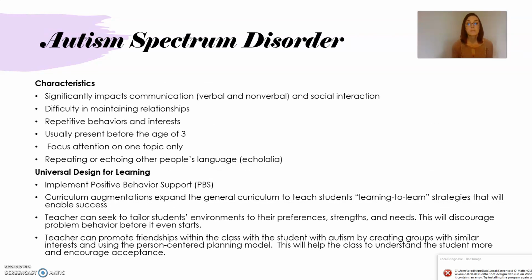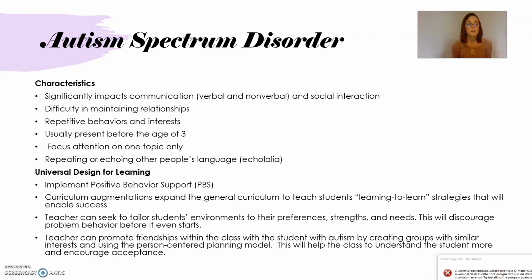Autism significantly impacts communication, verbal and nonverbal, and social interaction. They have difficulty maintaining relationships. They show repetitive behaviors and interests, and usually present it before the age of three.